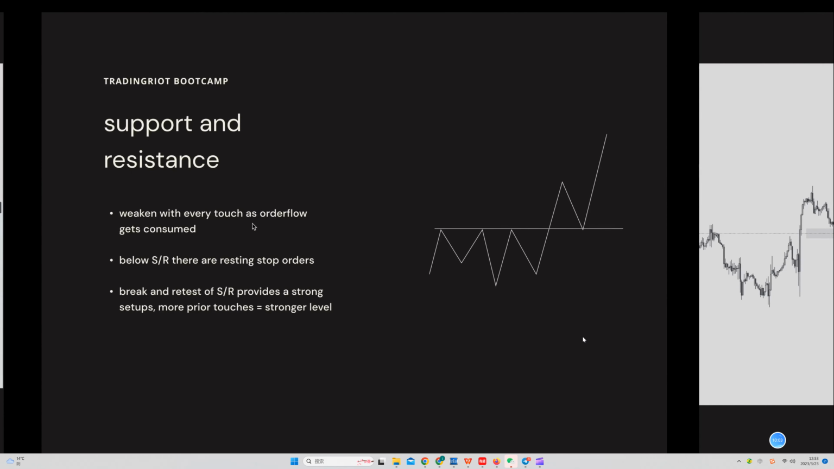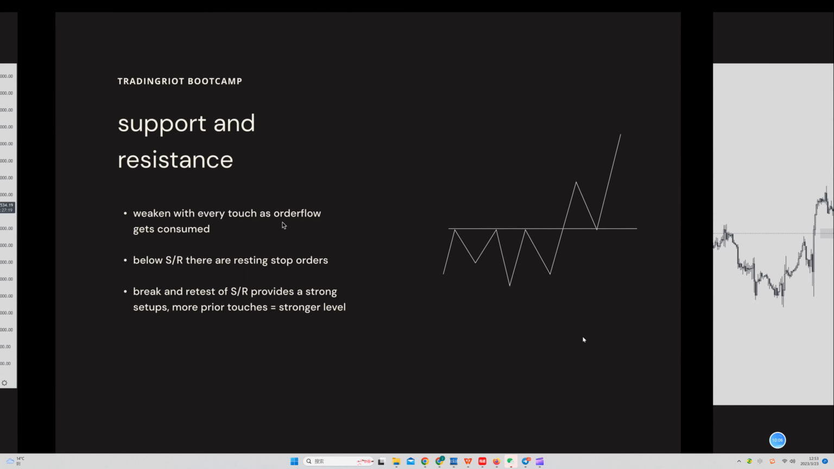The support and resistance, obviously, very very simple trading concept, most likely the simplest one of any price action. What is worth to mention, what people usually have wrong, is that support and resistance levels are getting weaker with amount of touches they have. Obviously, it's because there are just orders resting at those levels, and the more and more these levels get tested, the levels are getting weaker and weaker.